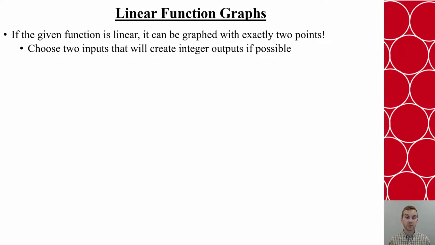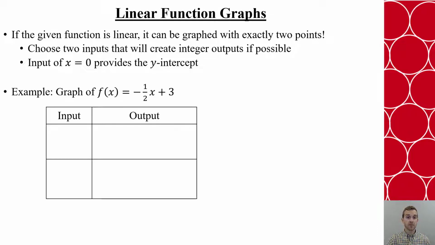But this is only true if it is linear. So if I can choose 2 inputs that create integer outputs, I can then draw the line through it relatively easily. A very helpful input is x equals 0 because this constructs the y-intercept of that linear function.